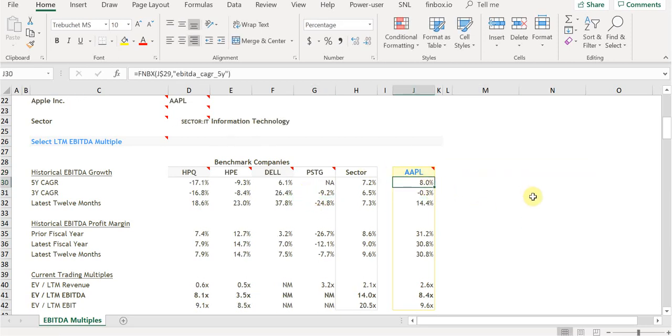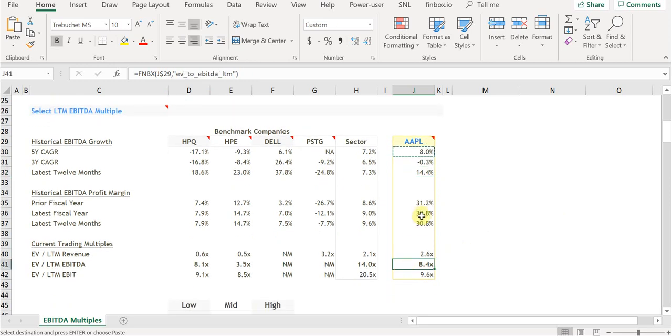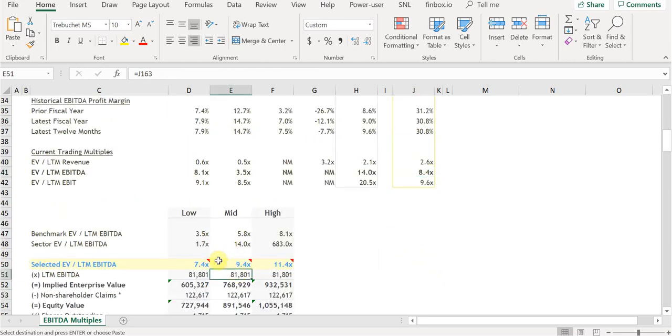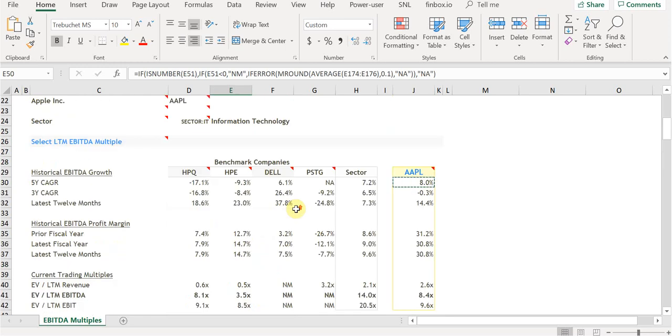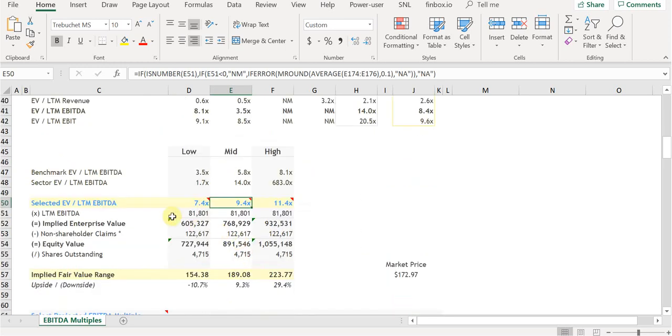So Apple's grown EBITDA over a 5-year CAGR at 8%. Latest 12 months is 14.4%. I mean, that's extremely attractive for a business that's trading at only 8 times EBITDA. Here we have selected low, mid, and high points of selected multiples, and then the full build from EV down to equity value.